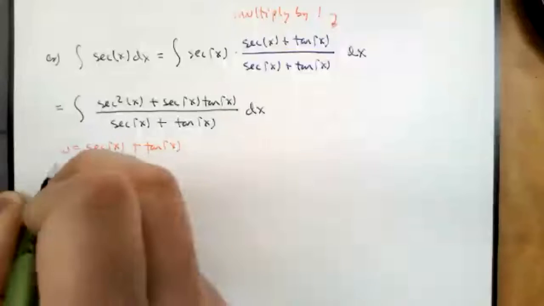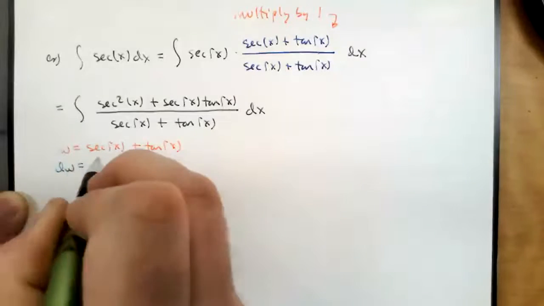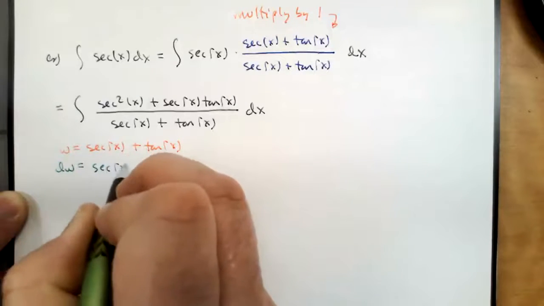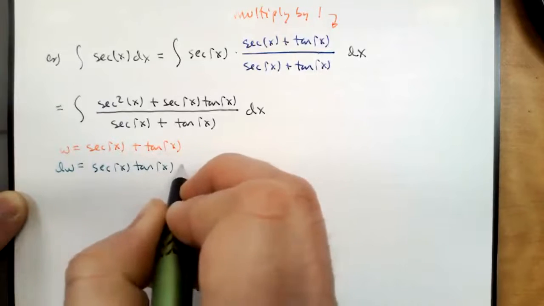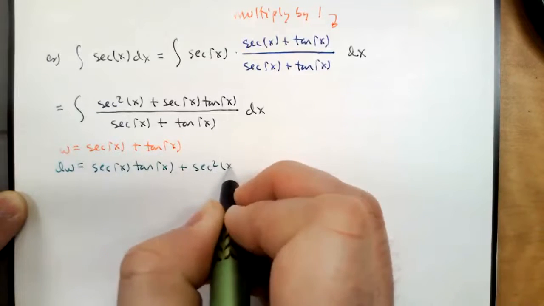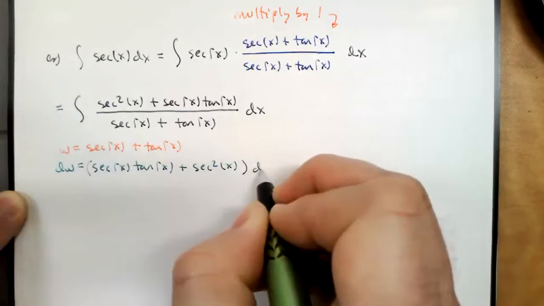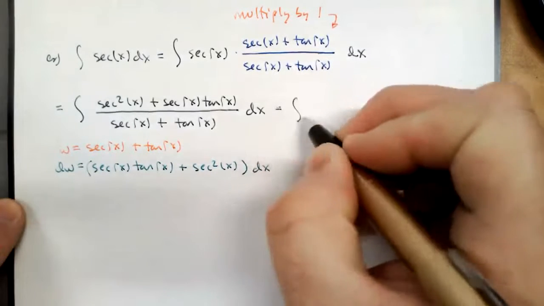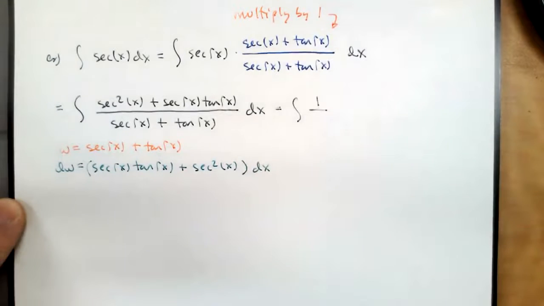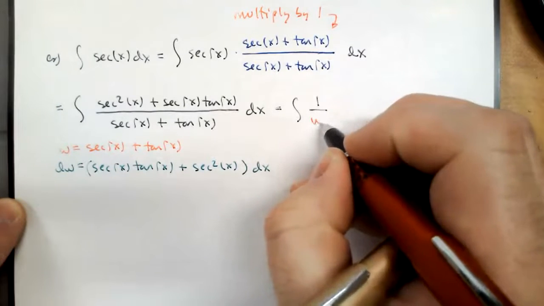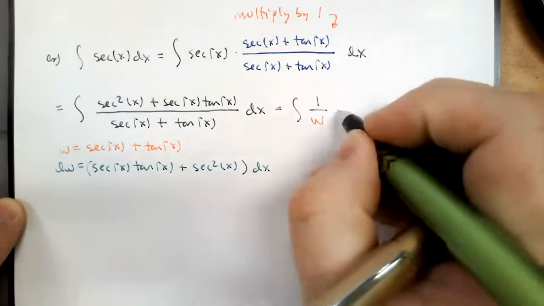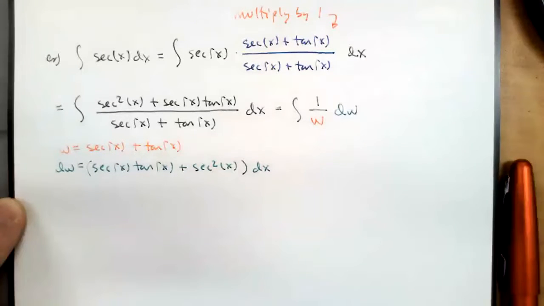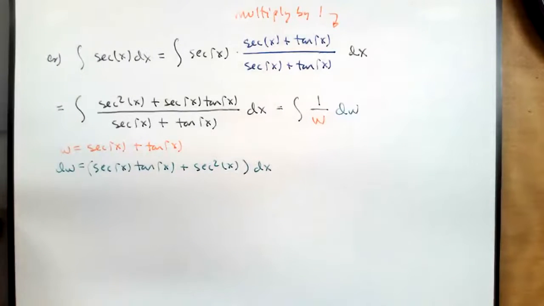then dW is secant x tangent x plus secant squared dx. So our integral is just going to be one over W dW.